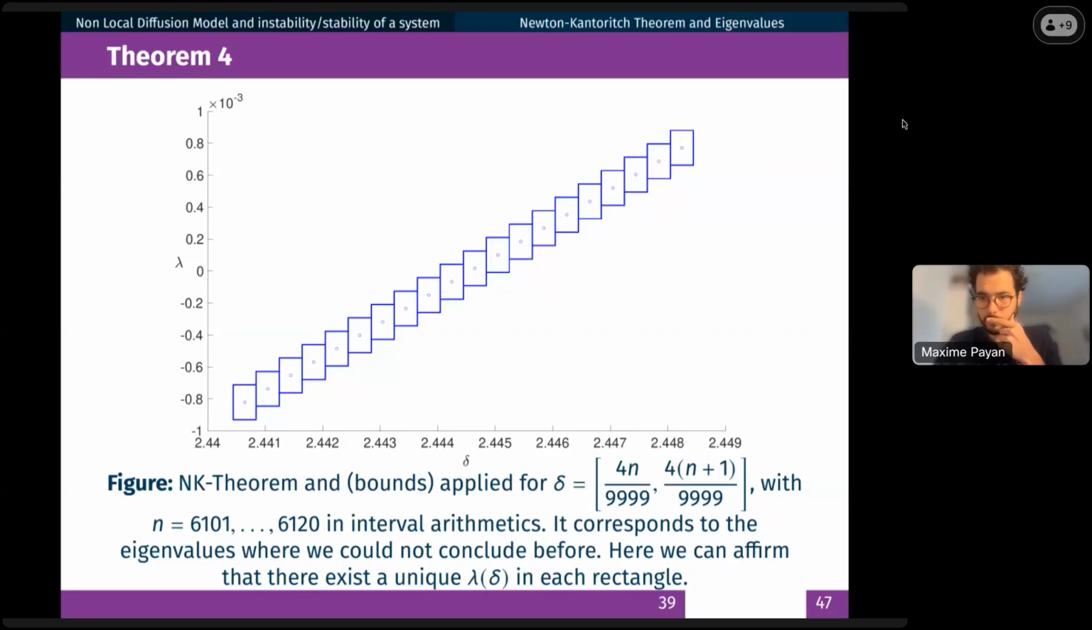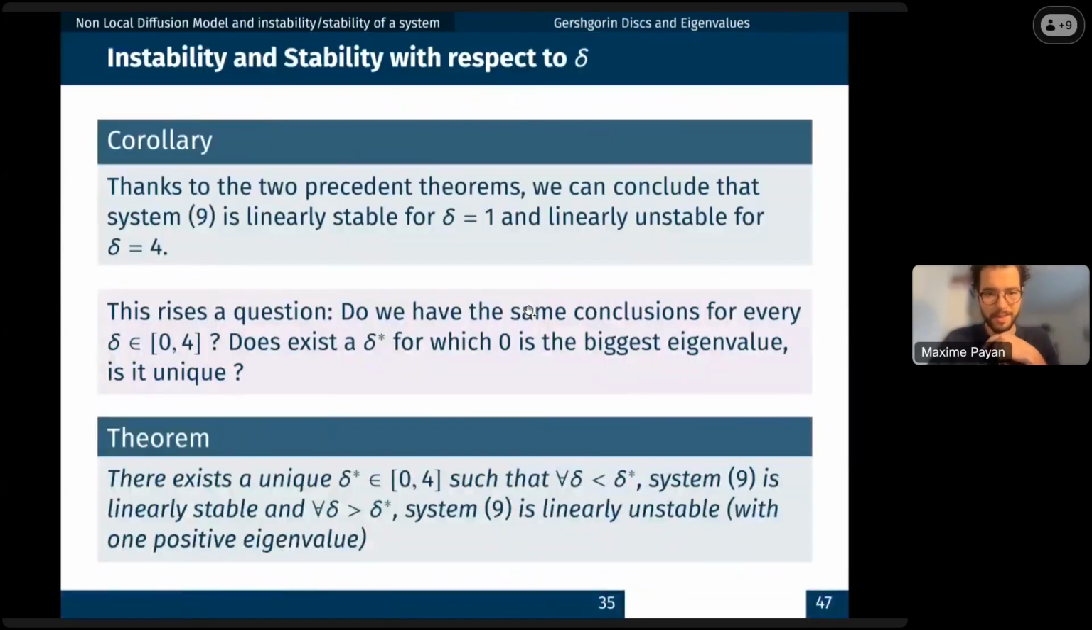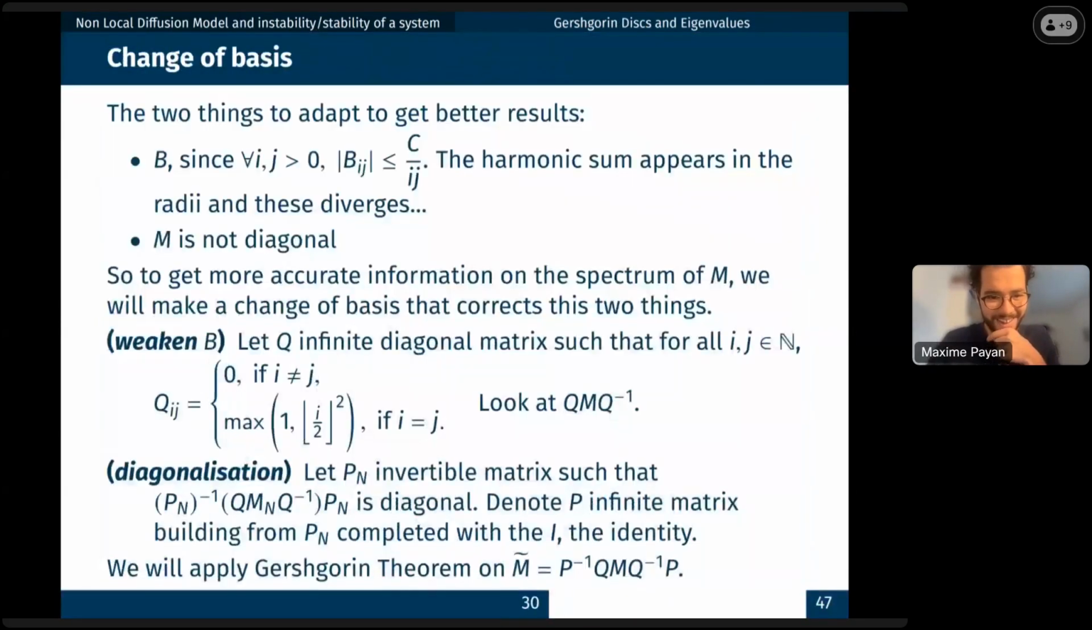Maybe can you go back to your slides about the change of basis? You change the basis, and I think this is super smart, because somehow there's a convergence issue, but you change the basis and then you have a good estimate. Can you tell us the intuition or motivation for considering this basis?